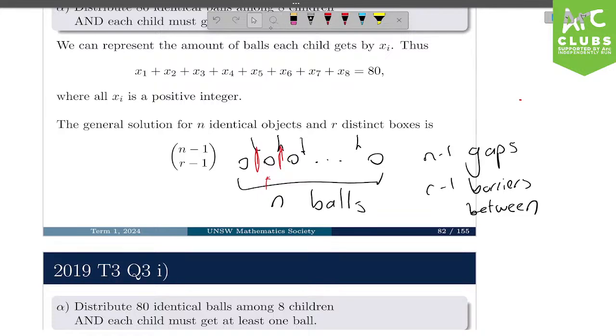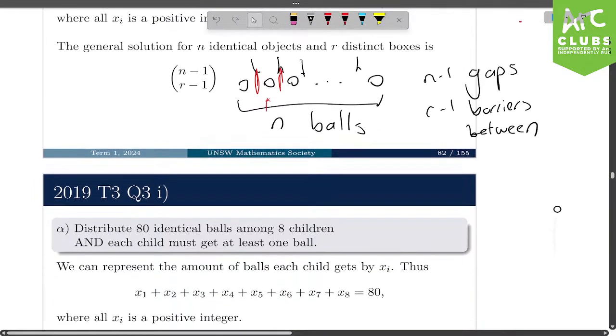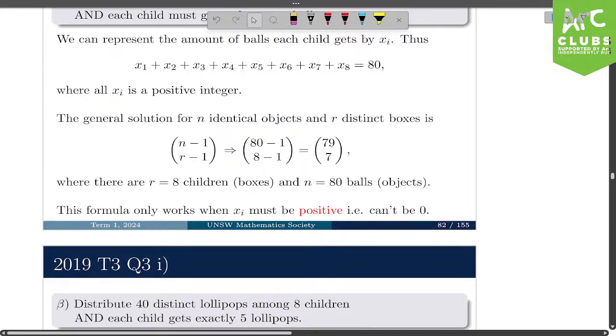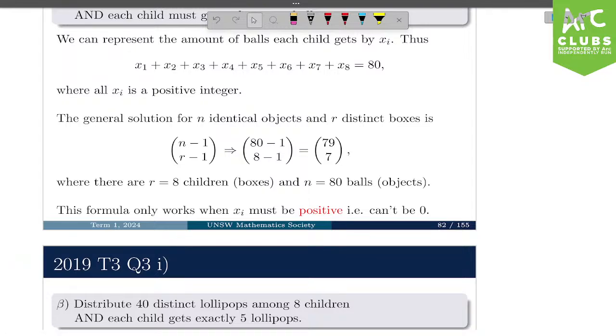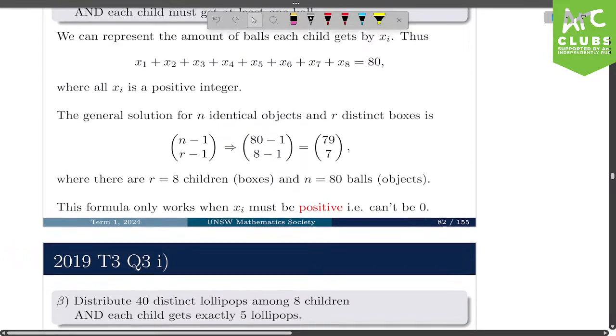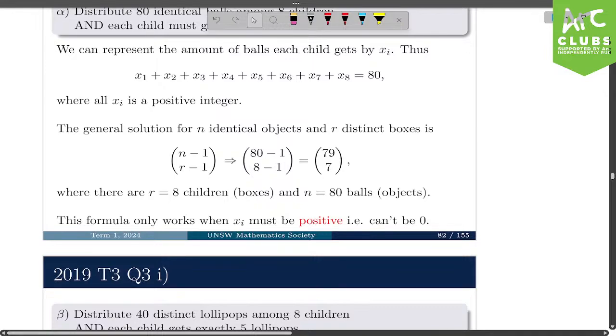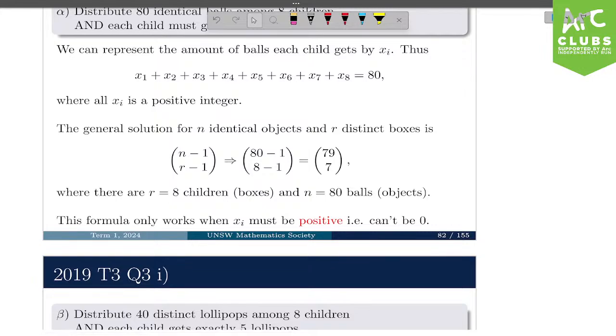So that's basically the premise of why this general solution works. And like I said before, we just substitute in our values into the general solution, and we get 79 choose 7. So do you understand that, or do I need to go through it again?